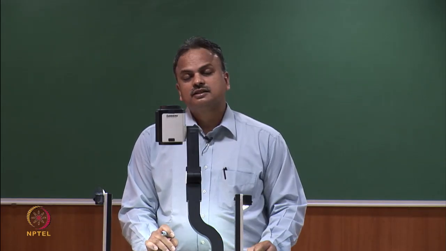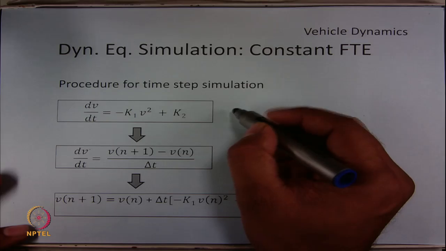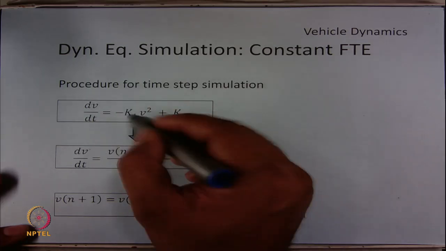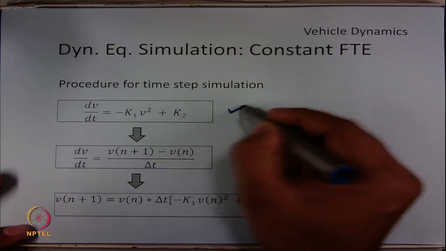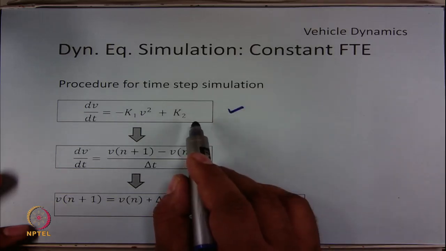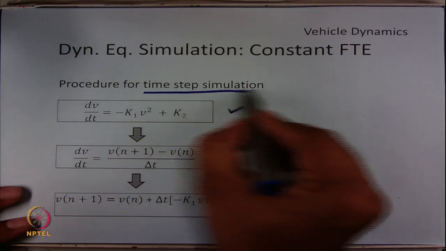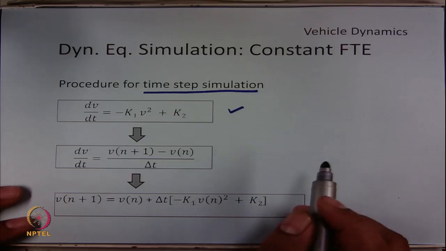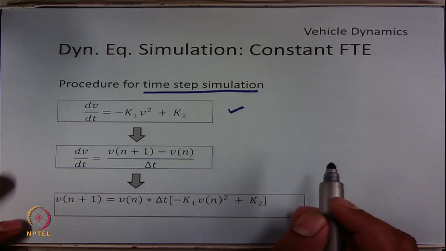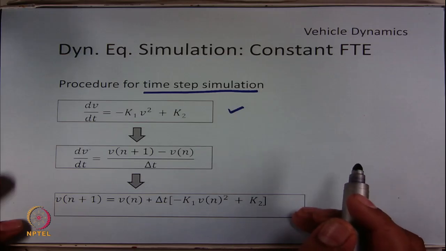So, how do we check these conditions? We have to write a MATLAB program very similar to what we have seen in the previous interaction for calculation of different resistive forces. We know the equation of velocity is dv by dt equal to minus k1 v square plus k2. This equation is a function of time, and we can do time step simulation, which is possible in MATLAB or C programming or any other, even Excel can be used to do this.